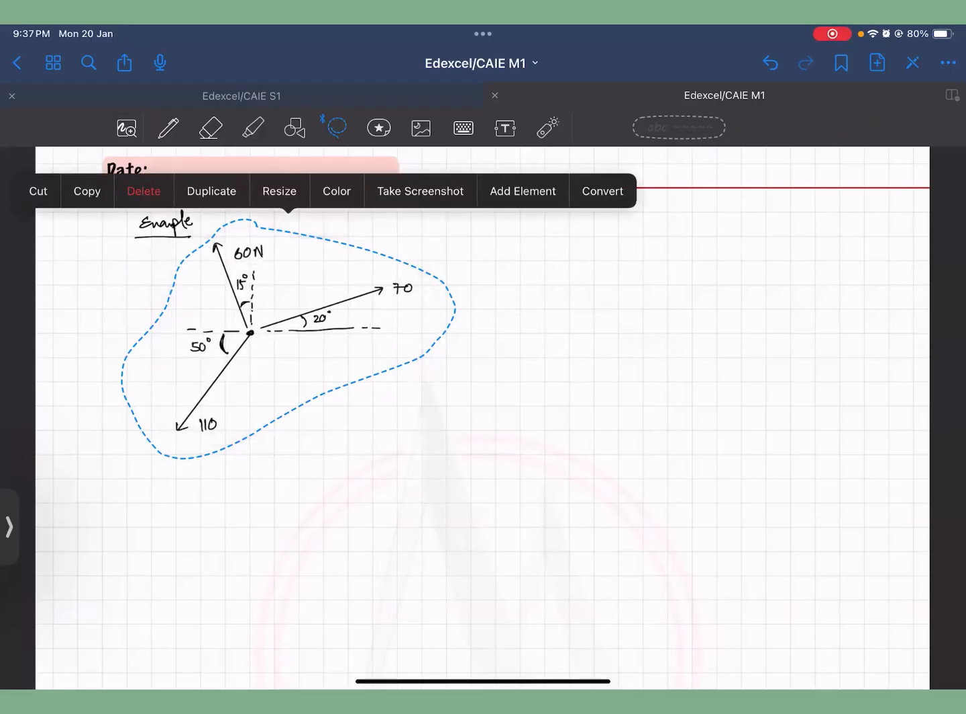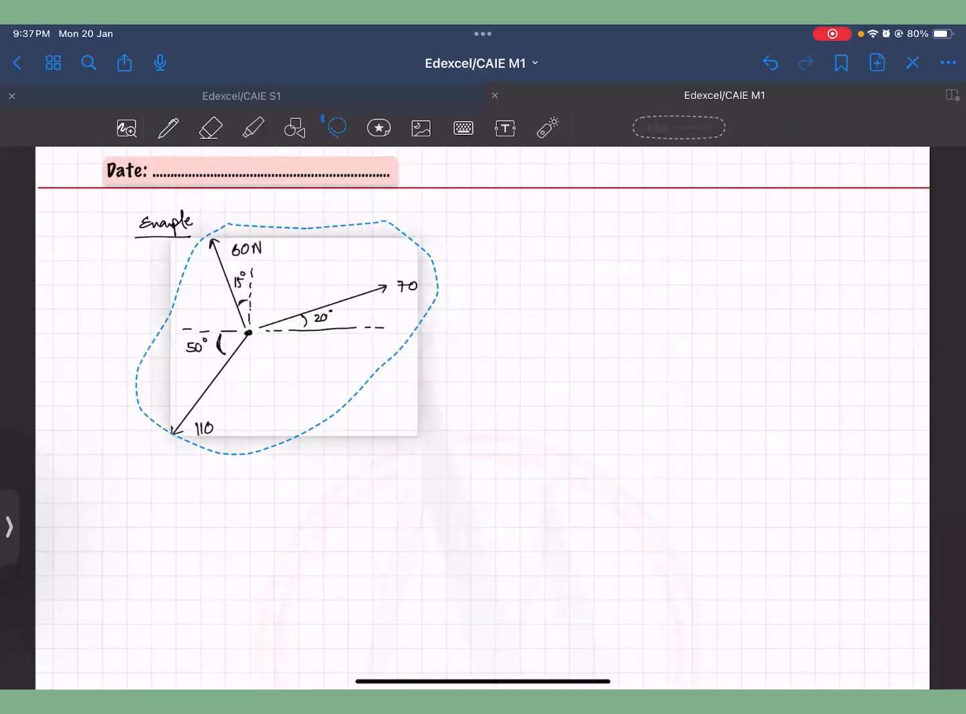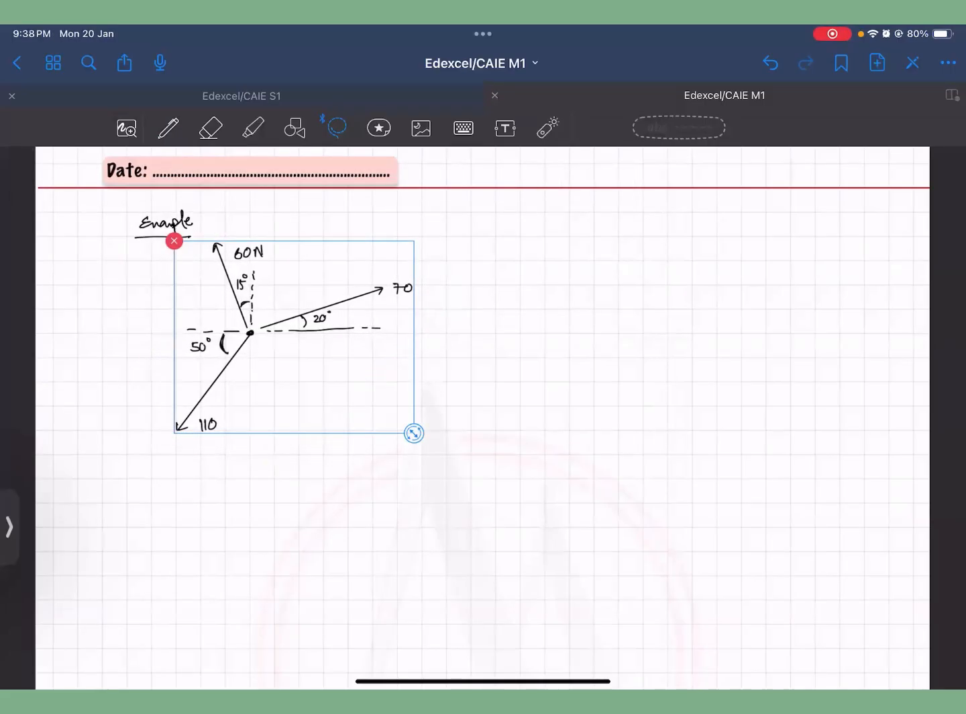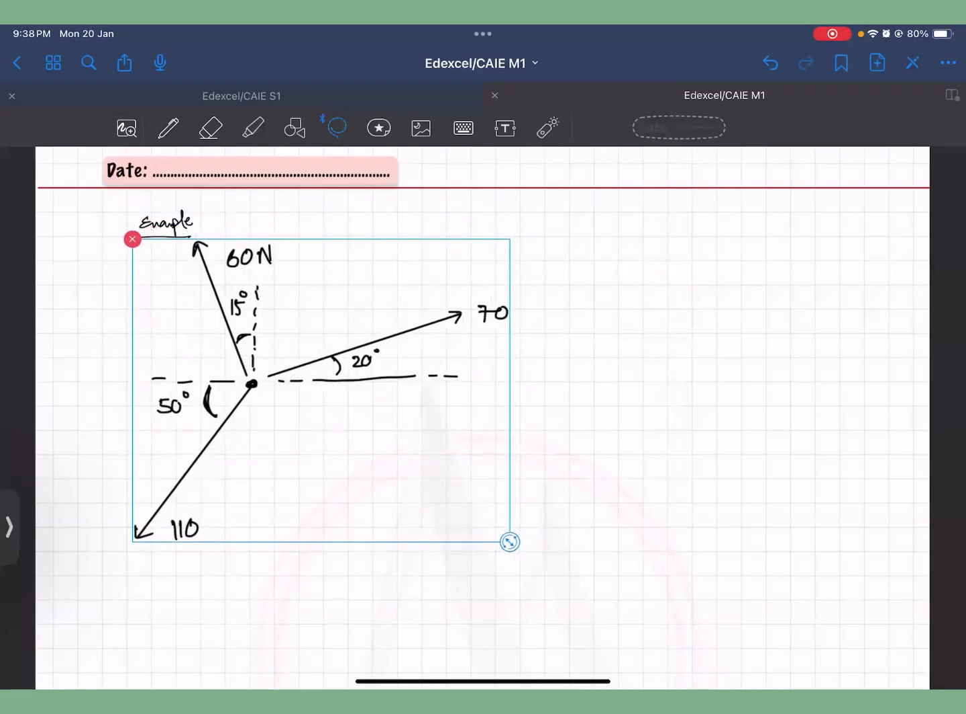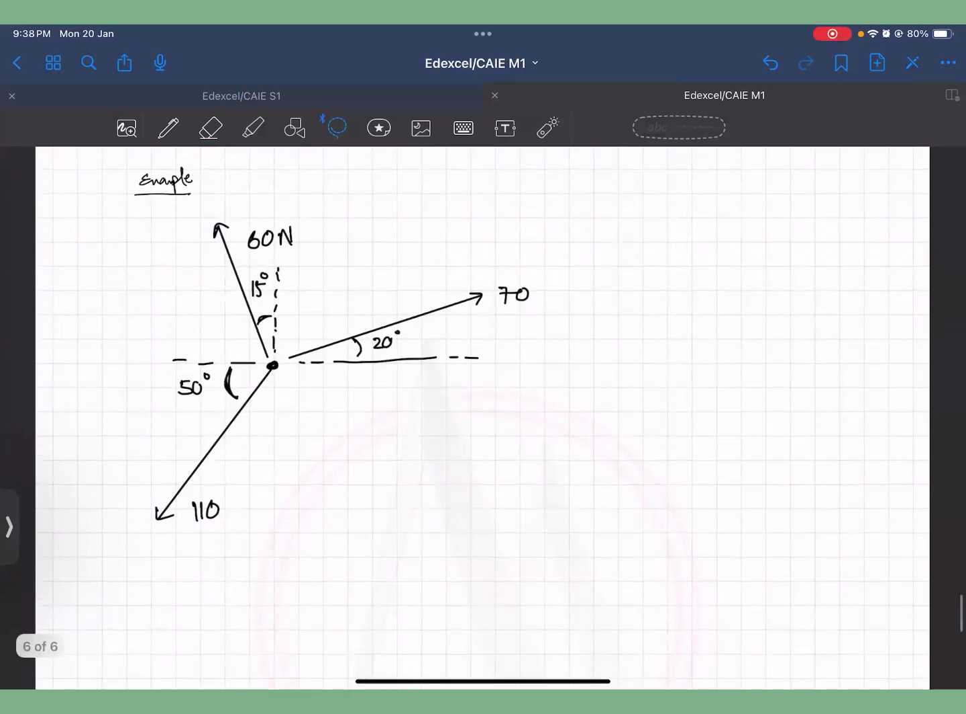They ask me to find the resultant force. Resize, let's make it larger. A bigger diagram would be easier to understand. Okay, what do we do over here?